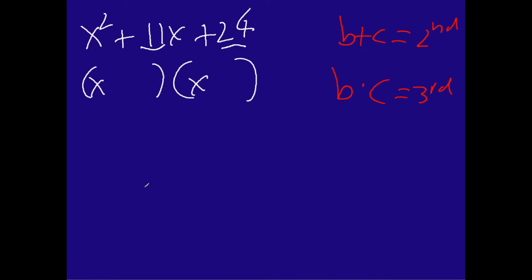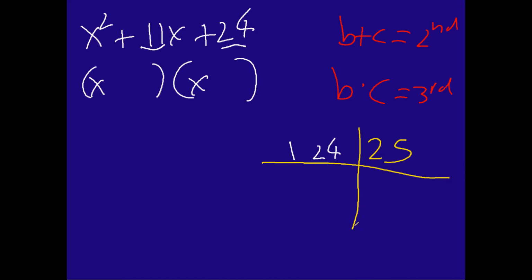So to do this, you just make a simple chart here. If I do 1 and 24, of course when I multiply this, it's always going to equal 24, so I'm not going to deal with that a lot. But what happens when I do 1 plus 24? I'll get 25, like so. So you can see here that this doesn't work.